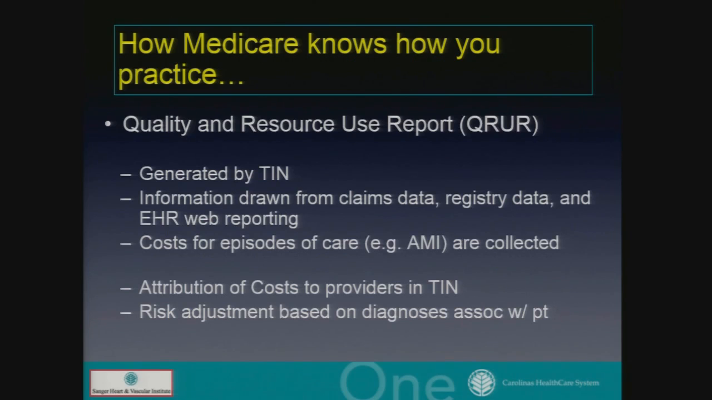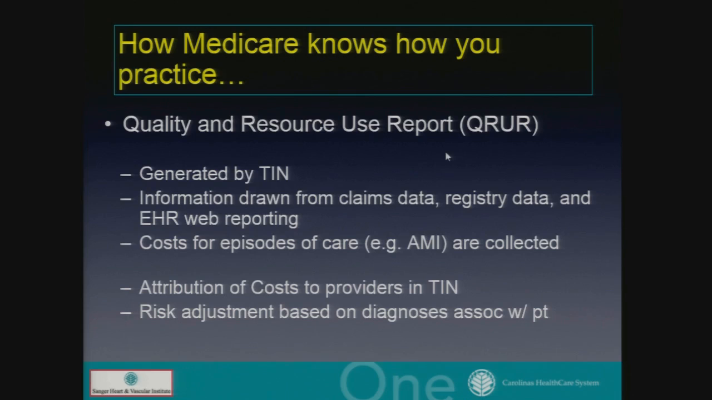Medicare today produces, based upon your tax ID number, something called a QRUR report. If you've not heard this term, it's something that we're all going to need to know. This is the Quality and Resource Use Report. This is produced twice a year, a mid-year report and then an end-of-year report. And this is how Medicare keeps score. This is how it is determined whether you and your colleagues in your tax ID number are performing better or worse than others.